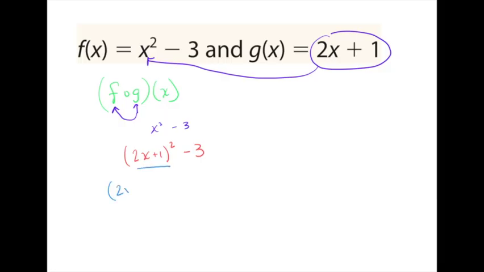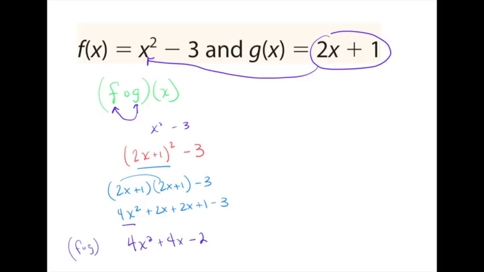This is just foiling. You're going to FOIL: 4x squared plus 2x plus 2x plus 1, and then we have that minus 3. And then we simplify: 4x squared plus 4x minus 2. So this represents all values for f of g of x, all right?